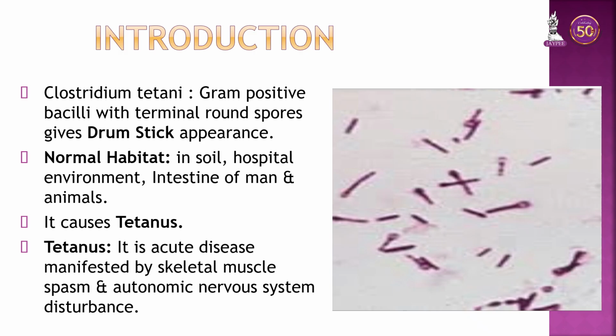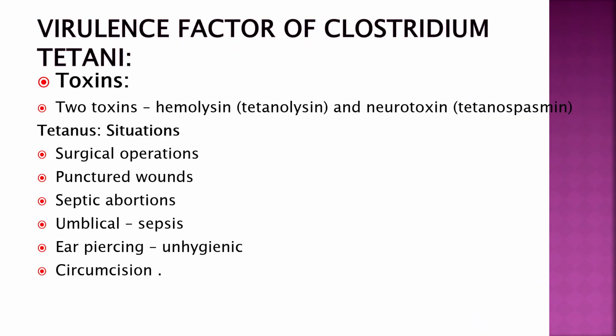Normal habitat of Clostridium tetani: they are present in soil, hospital environment, and the intestine of man and animals, and it causes tetanus. Tetanus is an acute disease manifested by skeletal muscle spasm and autonomic nervous system disturbance. Virulence factors of Clostridium tetani are mainly toxins, of two types: hemolysin, that is tetanolysin, and neurotoxin, that is tetanospasmin. Situations where tetanus can be prevalent are surgical operations, punctured wounds, septic abortions, umbilical sepsis, unhygienic ear piercing or unhygienic circumcision.